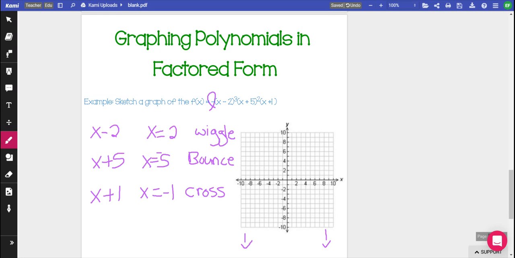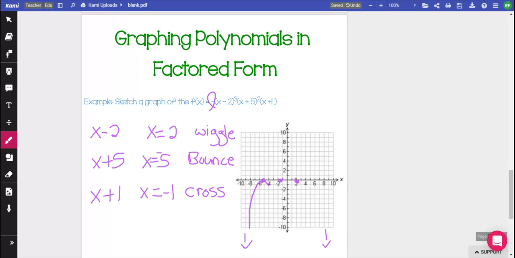From there, I'm going to plot each of the points that I have. So I see the -5, I see 2, I see -1, and then I'm just going to start graphing. So I know I have to start in this negative region here. As I get to the -5, my graph has to bounce. So it's going to come up here, but then it's going to bounce and come right down. Now, we don't know how far it bounces down, and we're okay with that. That's why we're sketching the graphs. Okay?